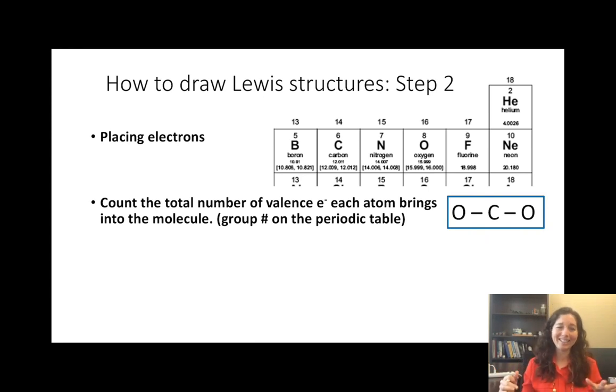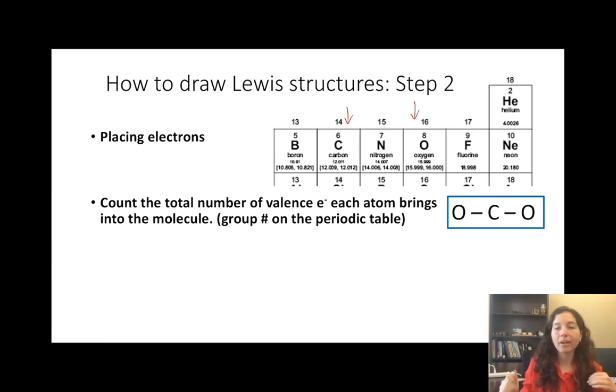Okay. So we're going to figure out how many electrons need to be on the structure in general. And how we do that is we go to our periodic table. What we want to do is count the total number of valence electrons that each atom contributes to the molecule. So we're going to go here to our oxygen and here to our carbon, and we're going to find out how many valence electrons it has.